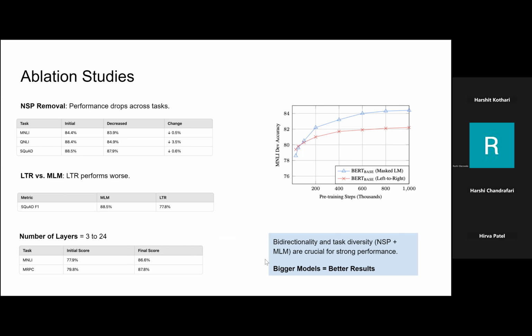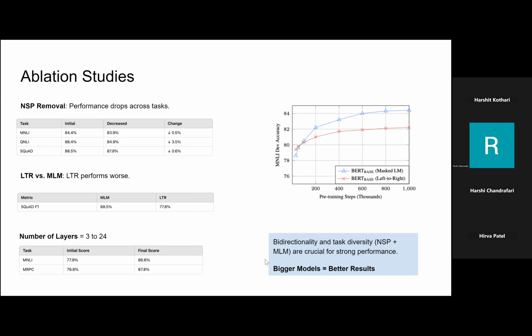Next, does the masked LM model actually converge slower than LTR pre-training? So yes, because the masked LM model uses 15% of masked words, it has comparatively less data in the starting, but we will be able to see that it actually performs much better. As we move to 1000 pre-training steps, we can see from the graph that there's a significant difference between masked LM and left to right models. So again and again, we find that bigger models equals better results.